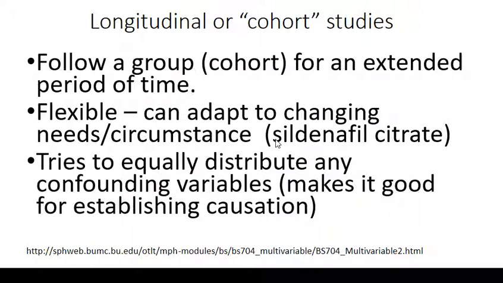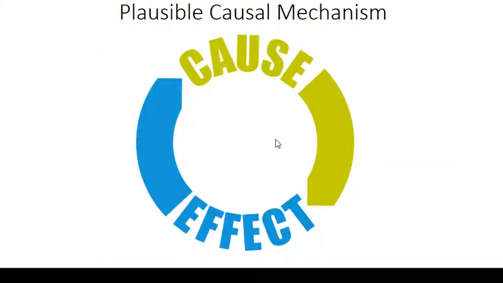As I said, one of the good things about a longitudinal or cohort study is that it's good for helping establish a cause and effect relationship, because you try to distribute all these confounding variables equally amongst different groups, so that you're not going to have a large proportion of one group having some kind of confounding variable, whereas the other one didn't. Sometimes you don't know what the confounding variables are, so you do a large study and you hope that things average out so that you don't get a confounding of your result.